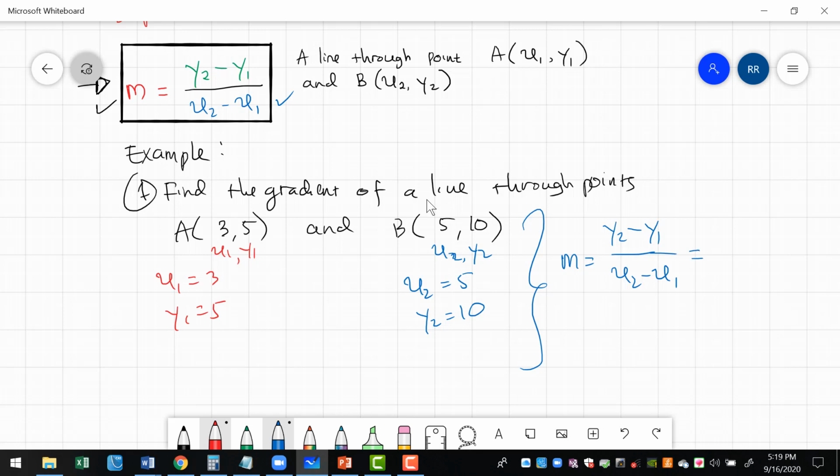So you only need to substitute all of the numbers. You have all of the numbers here and here, so you only need to plug those in. y2 is this one here, which is 10, and y1 is 5, so it's minus 5, over x2, which is 5, and x1 is 3. So 10 minus 5 is 5, and 5 minus 3 is 2. There you go, you have the gradient.